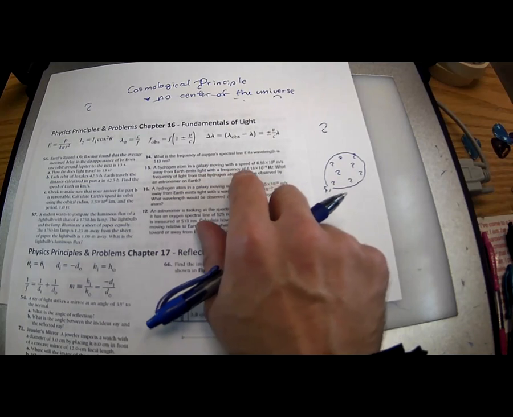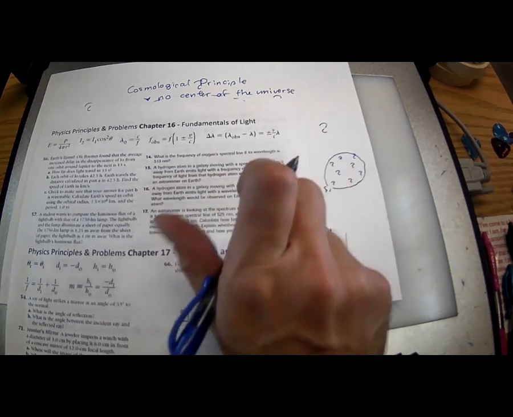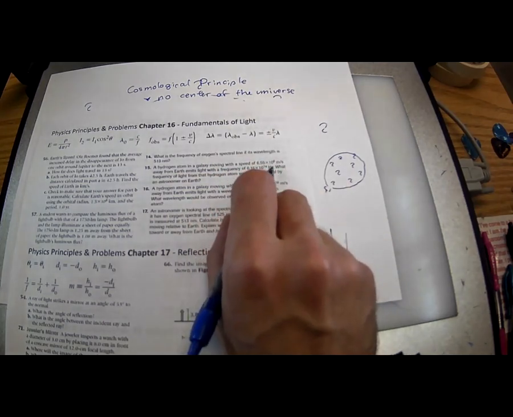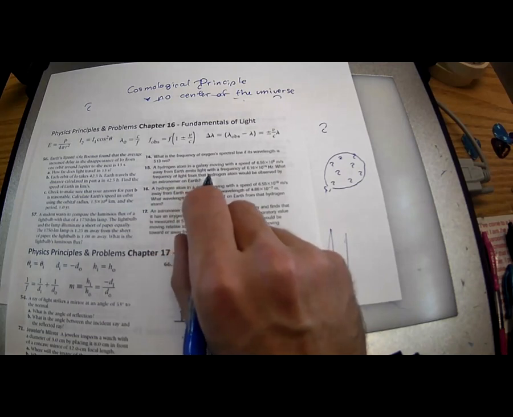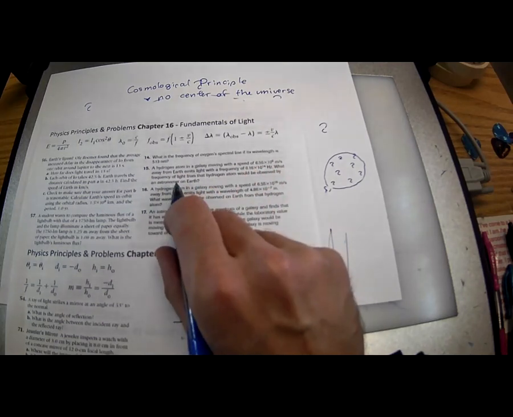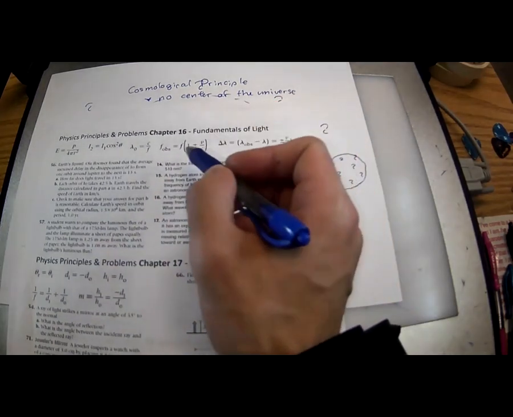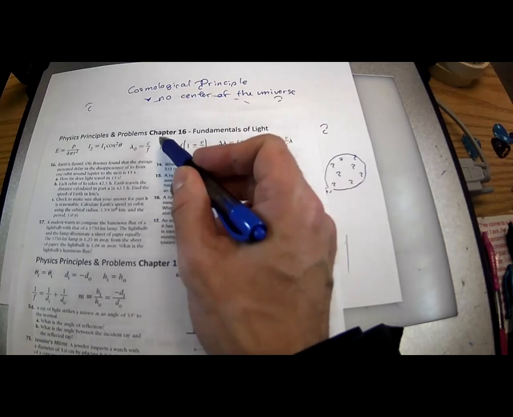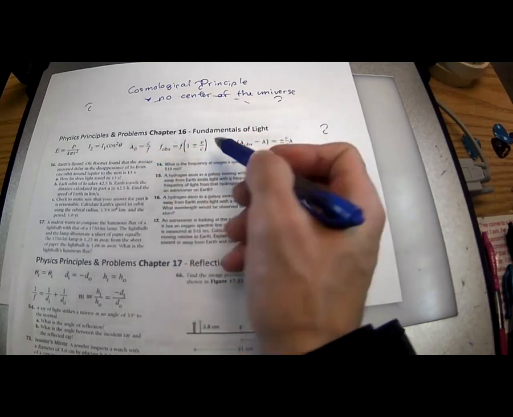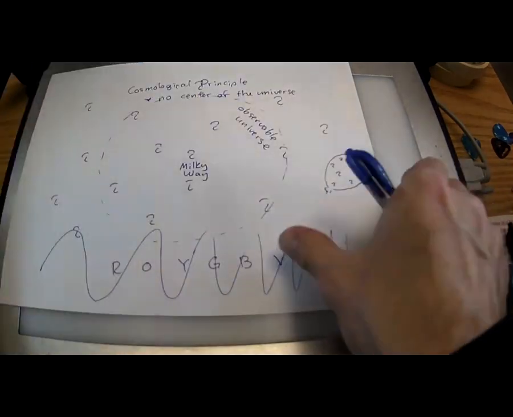Emits light with a frequency of 6.16 times 10 to the 14 hertz. Okay? What frequency of light from that hydrogen atom would be observed by an astronomer on Earth? Okay, so we're going to use Doppler shift involving frequency, which is this guy right here. Okay, so go ahead and just plug and chug.